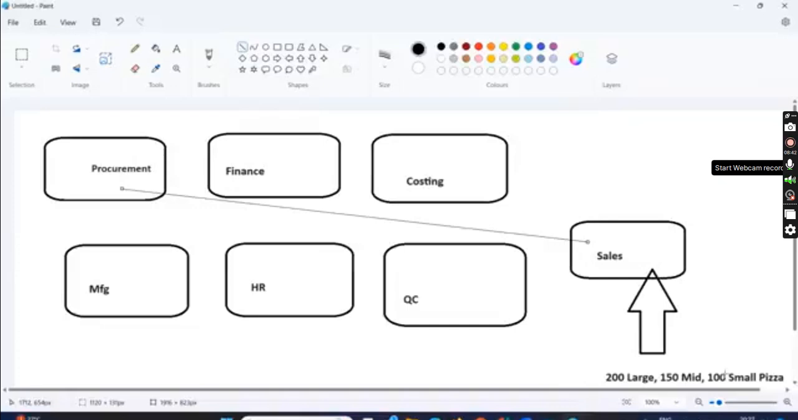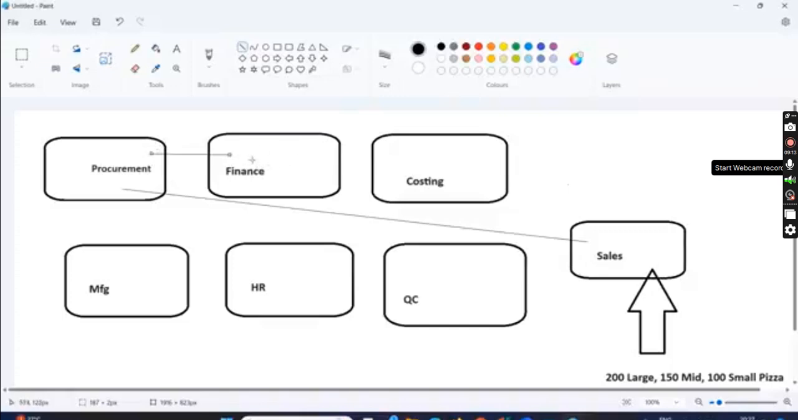raw materials? That means they would need flour or other vegetables and whatever ingredients are needed: corn, chicken, and so on. Do you have the ingredients? Can you deliver them by that particular date? Procurement says, no, I don't have the ingredients, I have to place an order. For that, I need a confirmation from the finance department, because finance can confirm whether there are enough funds.